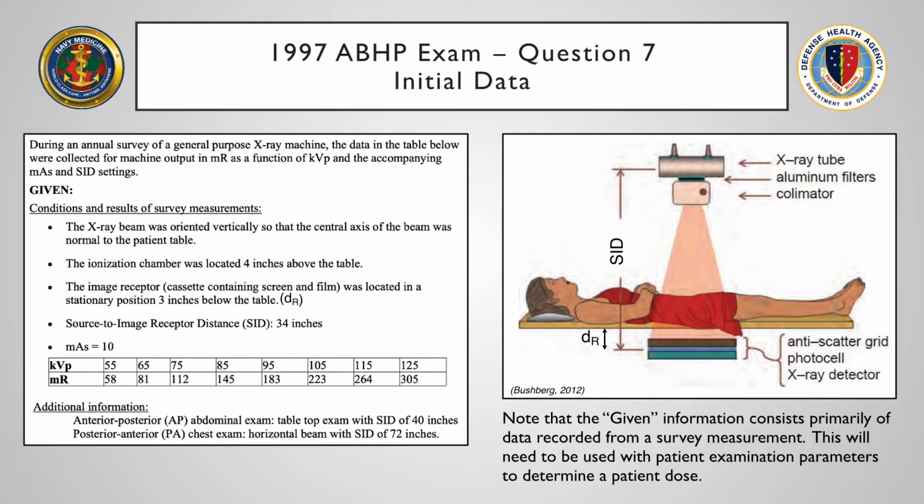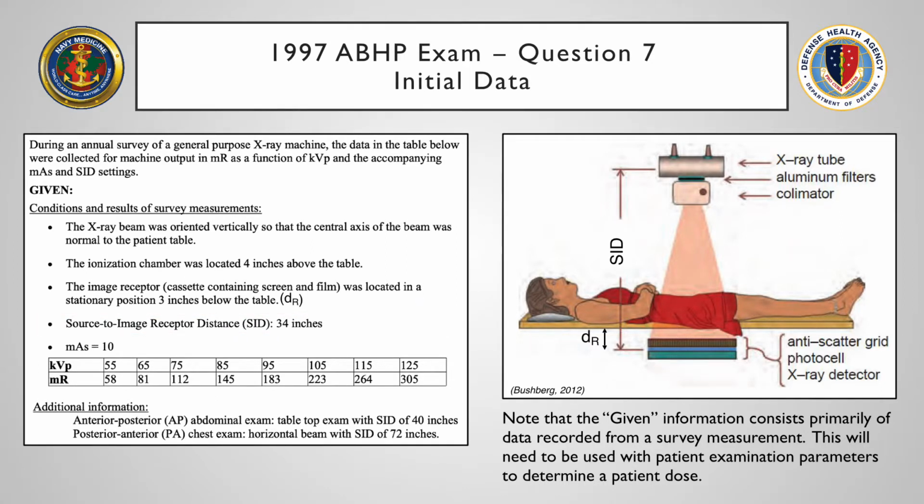The first thing they tell you is that the X-ray beam was oriented vertically and the central axis of the beam was normal to the patient table, which is how you would set it up for a patient. It's good they told you that. Next, they told you where the ionization chamber was located that recorded the radiation measurements. Next, they tell you how deep below the table the image receptor is when it's in the cassette holder. After that, they tell you the source to image receptor distance when the radiation measurements were being recorded.